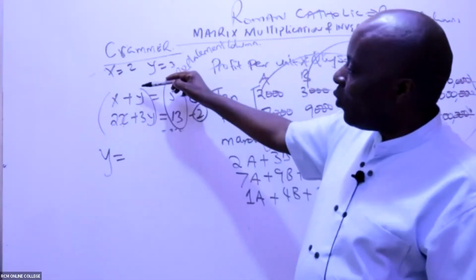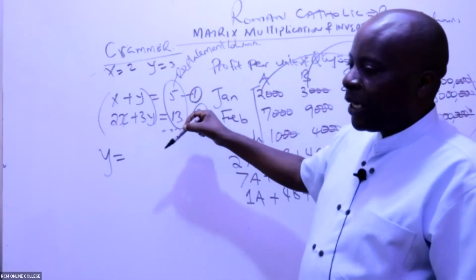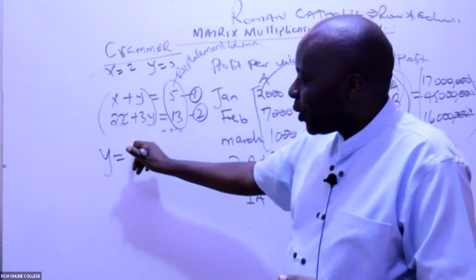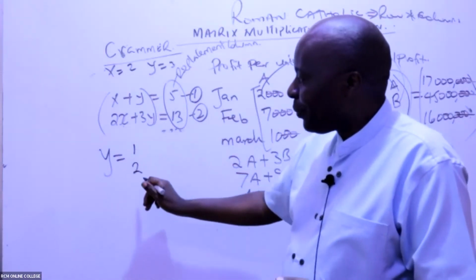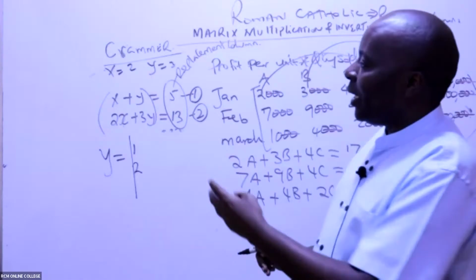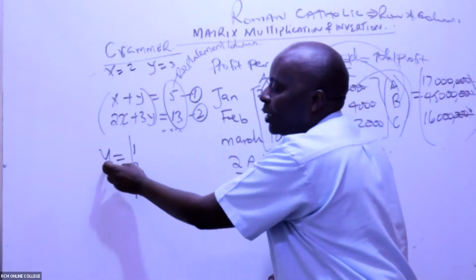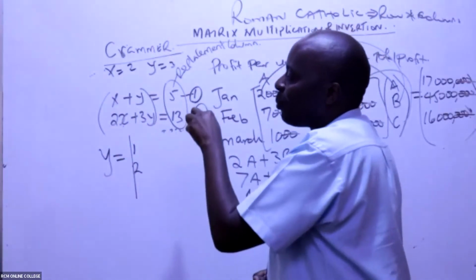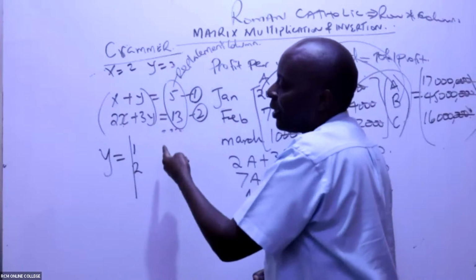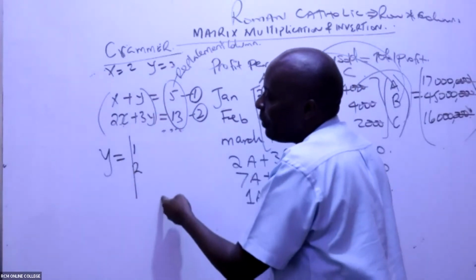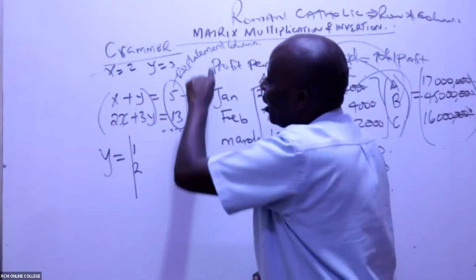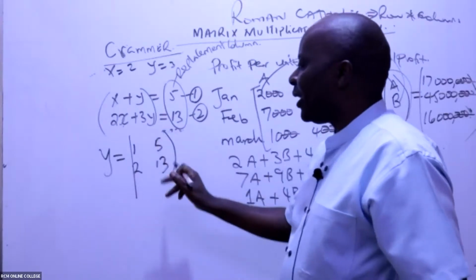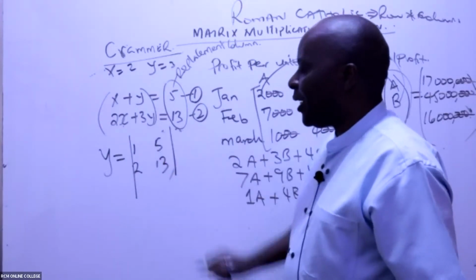You can see the column of y is column number 2. So I don't have a problem with column x. Column x is the first one, so we have here 1 and 2. Now we look at the second column, the y's column. Y's column must be buried. In its place, we bring the replacement. So we shall have here 5 and 13.